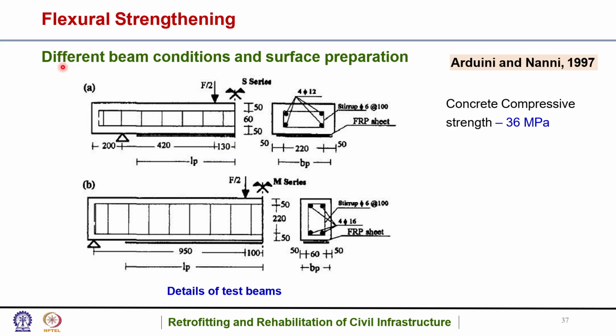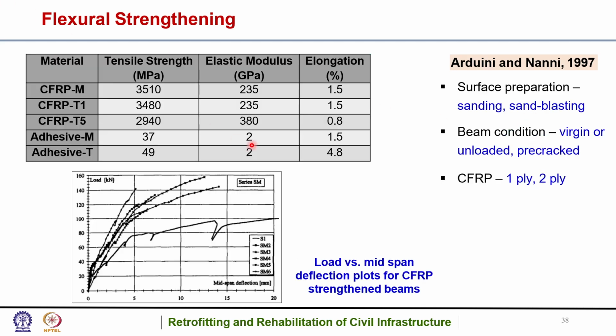Now basically this is one more literature. So it basically tried to find the different beam conditions and surface preparation. As can be seen here, these were the details of test beams for a concrete having compressive strength of 36 megapascal, and the surface preparation was done by sandblasting. Beam condition was virgin or unloaded pre-crack, so very sound specimens, and CFRP of 1 ply and 2 ply. So these were the number of layers basically.